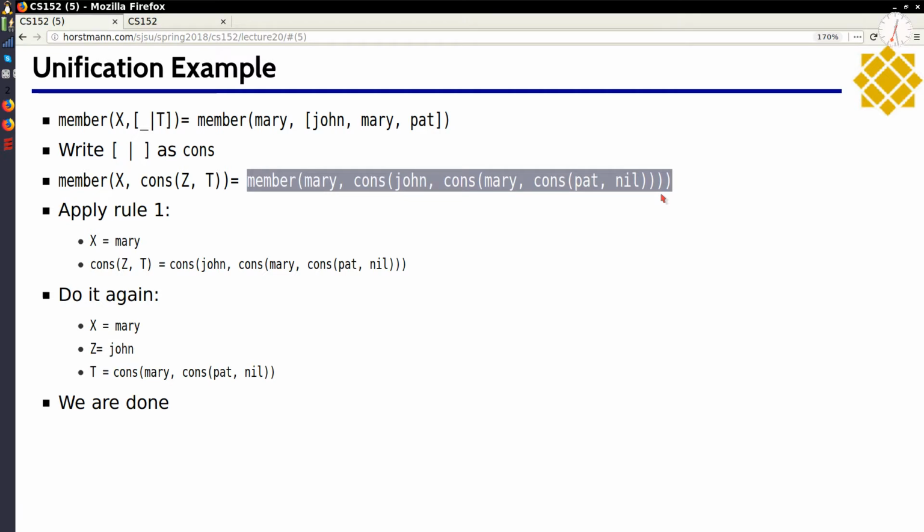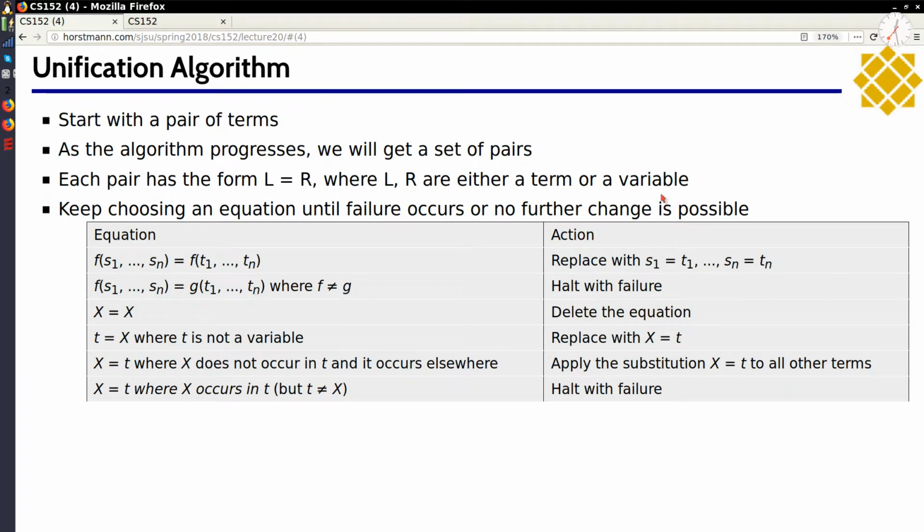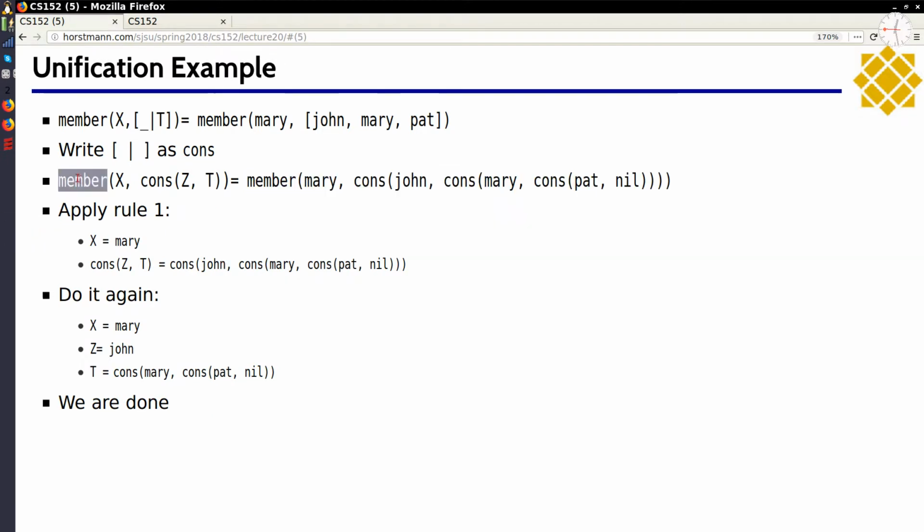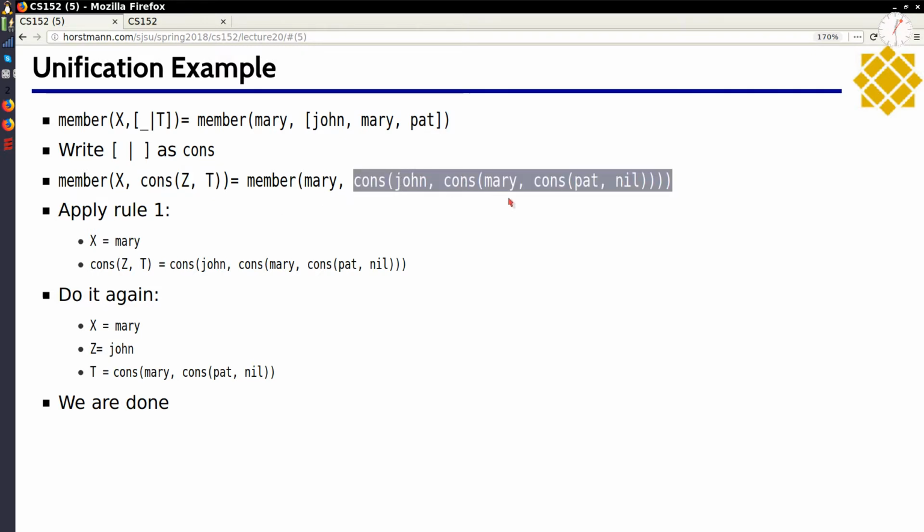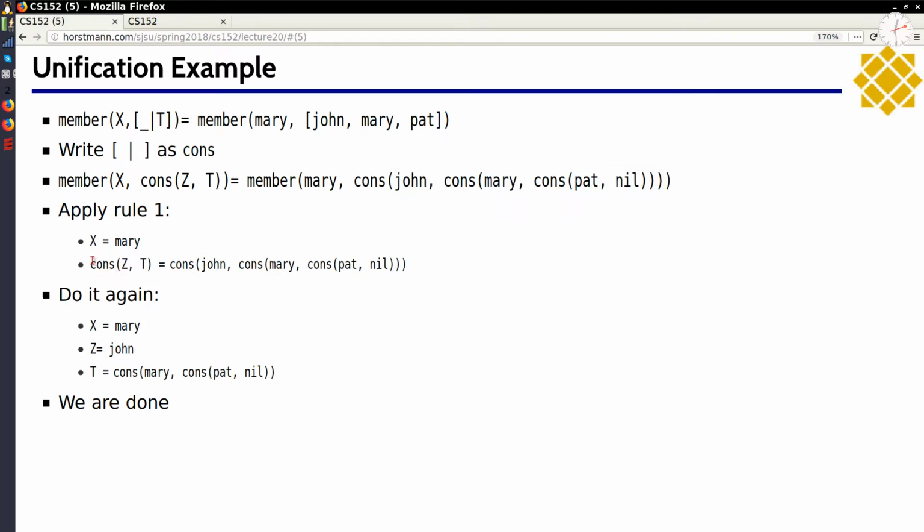So let's see which rule we can apply. Can we apply rule number 1? Sure we can, because it says some term equals some other term. They both start with member. That's good. So we don't fail right away. If they had different names, we would have failed. So we now get two equations, namely x equals Mary and cons z t equals cons of John, cons Mary, and so on. So these are the two equations that we have now. We started with one equation, and we got two equations.